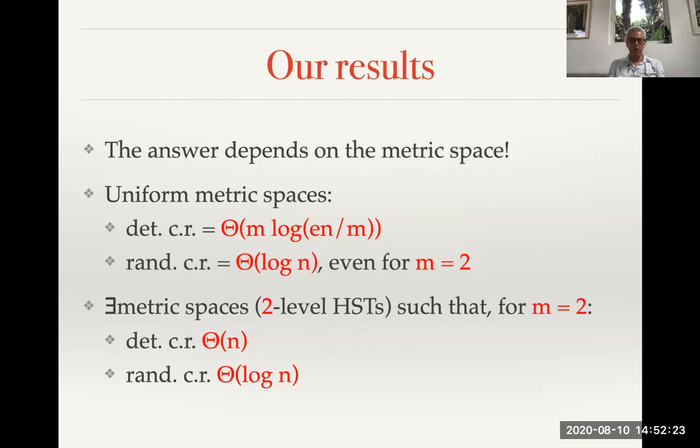Now, when you move one level higher, so when you look at 2-level HSTs, the picture is completely different. Even for 2 requests, for m equals 2, both the deterministic competitive ratio and the randomized competitive ratio do not improve at all. So they remain whatever they are for the general case. So this is somewhat surprising.